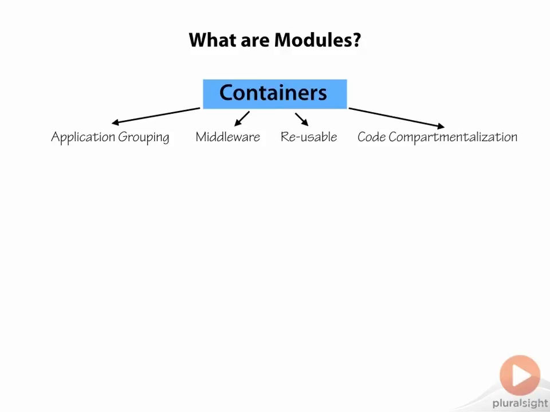Beyond application grouping, modules can provide very distinct code compartmentalization by providing namespacing and other mechanisms so your code doesn't clash incorrectly with other similarly named classes and methods. You can also have very specific control of how your code gets bootstrapped and loaded using the module configuration.